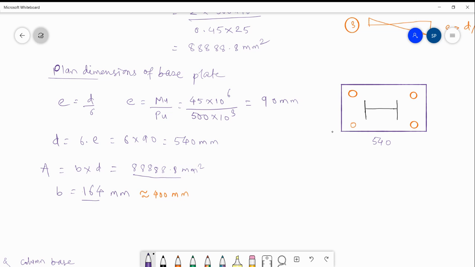So that's why the plate dimensions, though area required is very less, to accommodate flange width as well as these four anchor bolts on base plate, you will have to increase the other dimension of base plate, which is required 164 only, but we will make it 400. So therefore provide base plate of size 400 by 540.